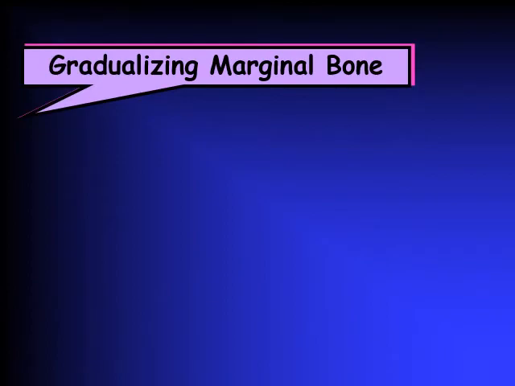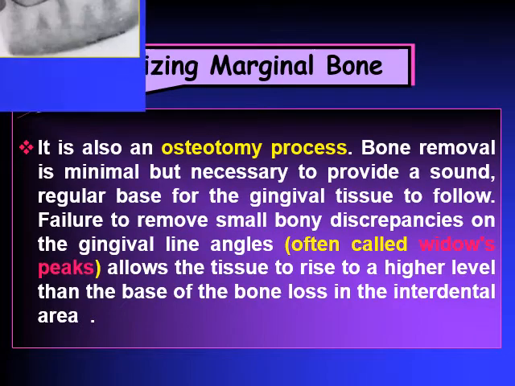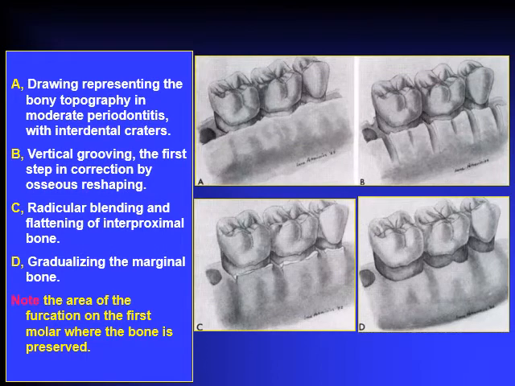It's the gradualizing of the marginal bone. It is an osteotomy process. Bone removal is minimal, but it is necessary to provide a sound regular base for the gingival tissue to follow. You know that the gingival tissue follows the underlying bone. So we can see this in this diagram here and the following one.